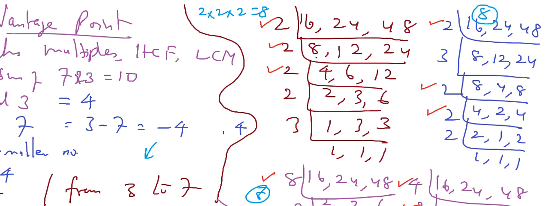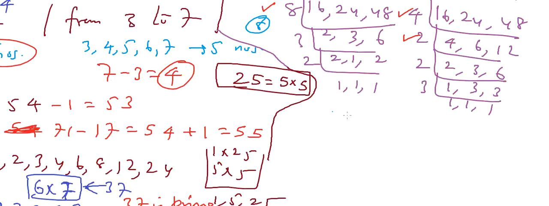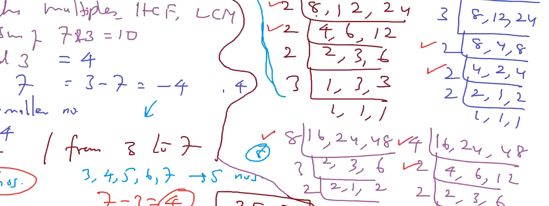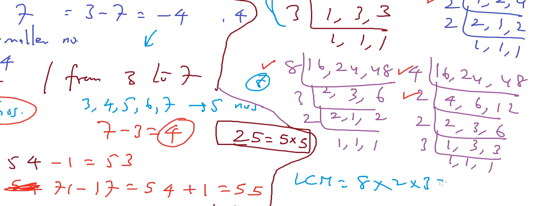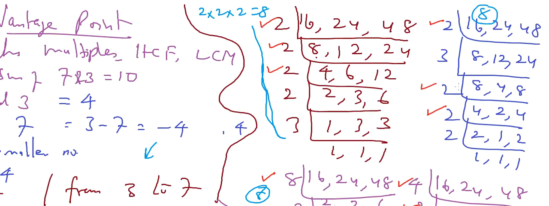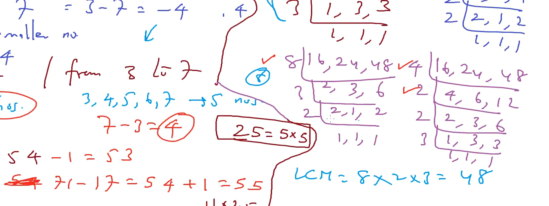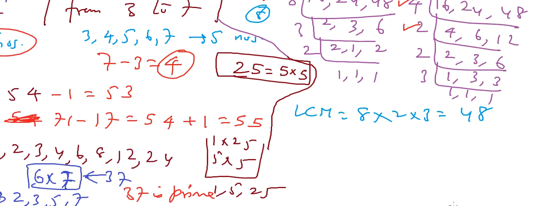For LCM, you need to multiply all the factors. We know HCF is already 8, so LCM will be 8 multiplied by the remaining factors. In the first case the remaining is 2 into 3, so 8 into 6, 48. LCM is 48. Here again 8, and 2 into 3 is 6, so 8 into 6, 48. Here also 8 into 6, 48. Here also 8 into 6, 48. So this is how you get it.